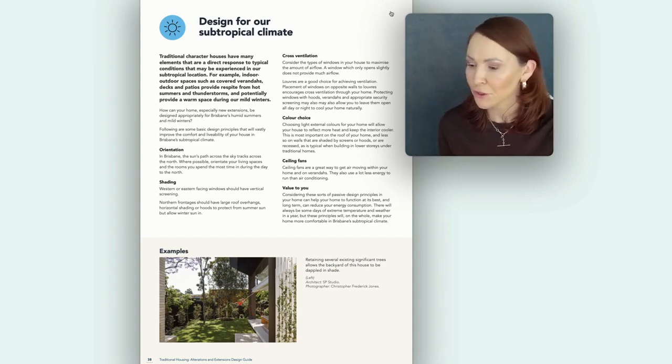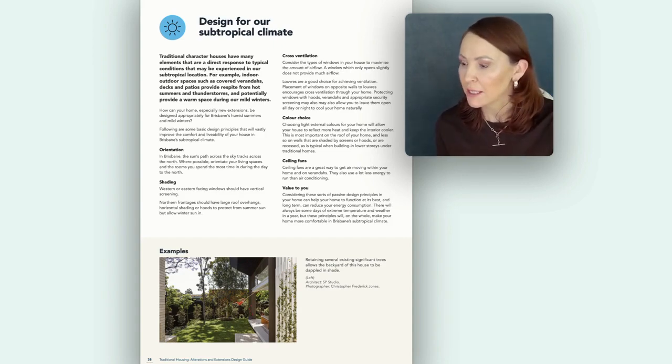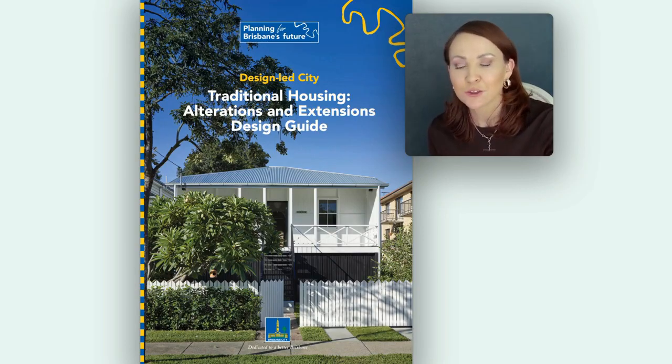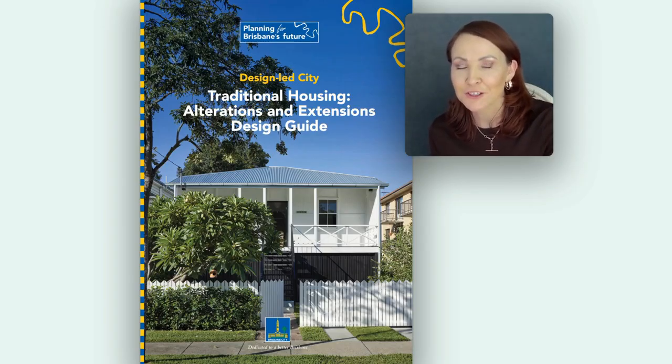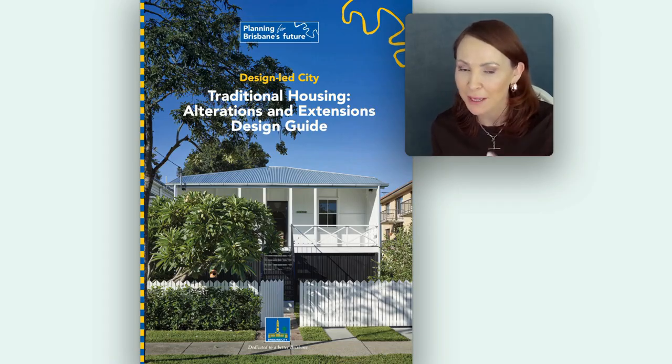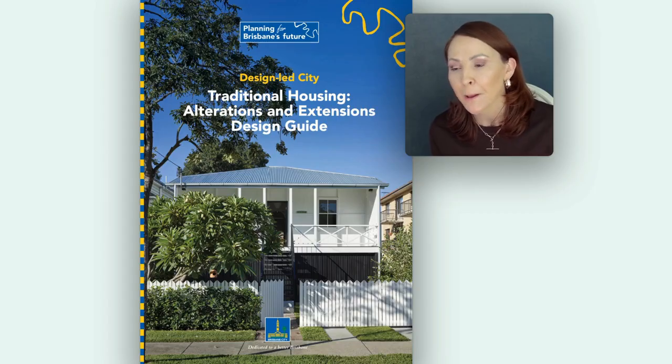Hi there. So I'm going to show you this document because it is amazing. It's provided by the Brisbane City Council. It is called the Traditional Housing Alterations and Extensions Design Guide. And it focuses on four key outcomes: respecting the local context, preserving the original building, being a good neighbour, and future proofing your home if you are going to be doing any alterations or extensions.